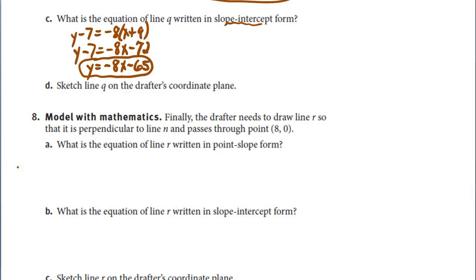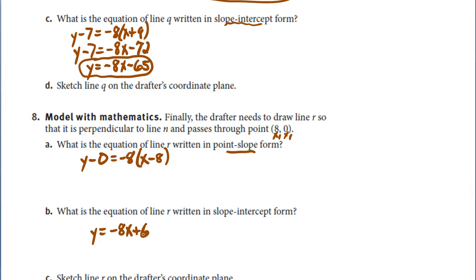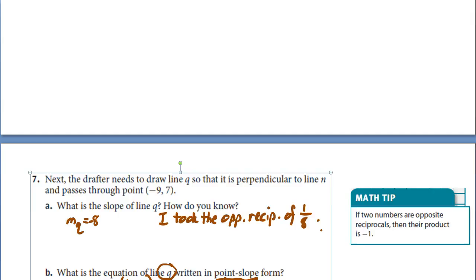What is the equation of this line in point-slope form? So y minus the y-coordinate is equal to the slope, that was negative 8, times x minus the x-coordinate. There is point-slope form. What is this equation in slope-intercept form? Well, y minus 0 is just y. And we can do the distributive property. Negative 8x, and then plus 64. There is slope-intercept form.